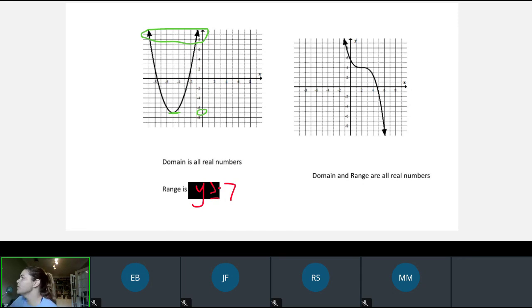All right, for this one on the right, I want to make you aware that with our domain, if we go to the far left endpoint and the far right, they both have arrows. So domain is all real numbers, and for range, our lowest endpoint keeps going to -infinity, and our highest endpoint keeps going. So for this one, the domain and the range are going to be all real numbers.